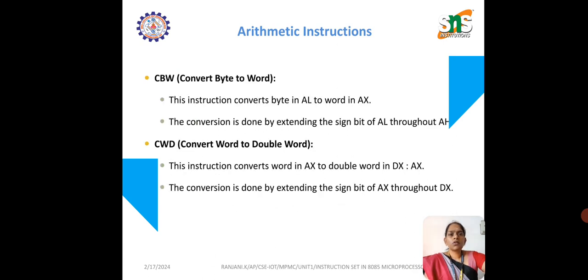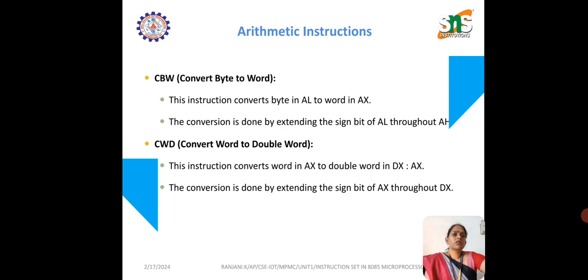So the next one is your CBW. It represents convert byte to word. It is the instruction that converts a byte in AL to a word in AX. The conversion is done by extending the sign bit of AL through AH.